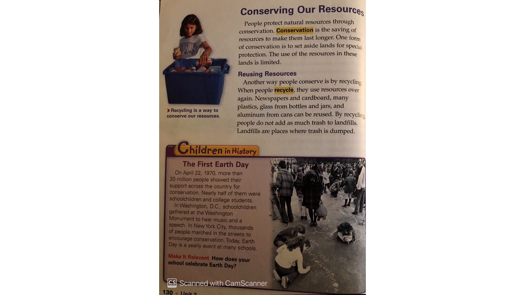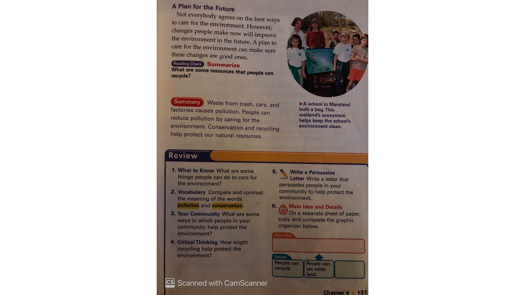Great. You can pause this video and I want you to read about the first Earth Day children in history. Okay, read that and let's go to the next slide. Great. So on this slide, we're going to look for how we can plan for a better future. So let's read. A plan for the future. Not everybody agrees on the best ways to care for the environment. However, changes people make now will improve the environment in the future. A plan to care for the environment can make sure these changes are good ones.